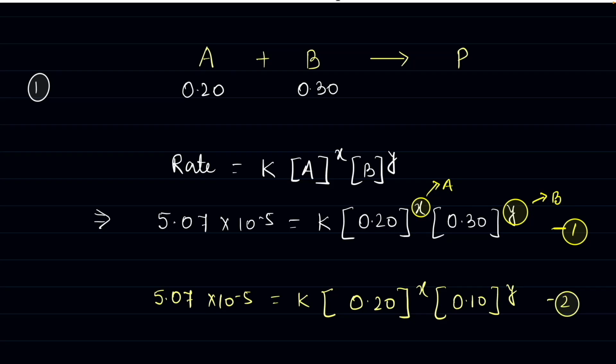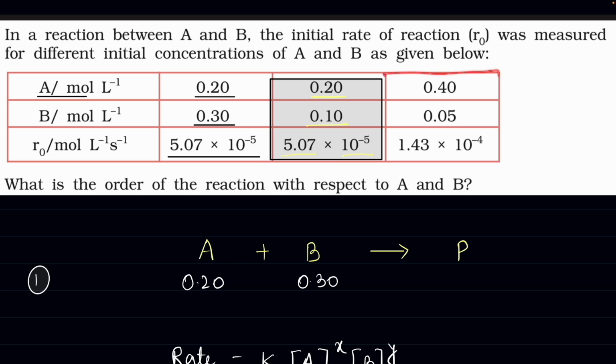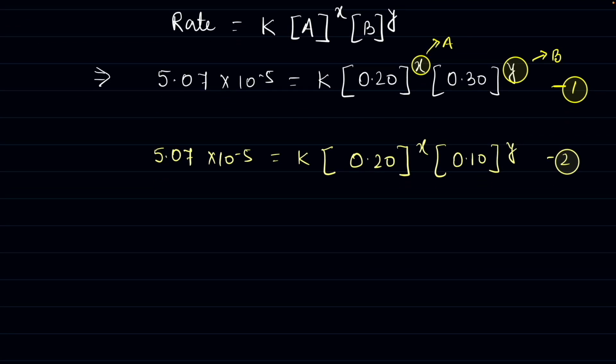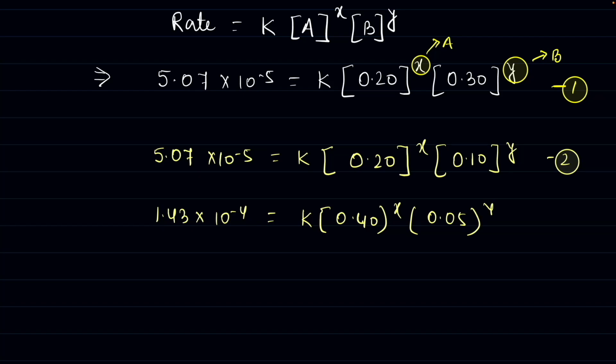Similarly, we can create the third relation with the help of this value. Here A is 0.4 and B is 0.05 and the rate value is 1.43 into 10 to the power minus 4. So based on that, we can write it as 1.43 into 10 to the power minus 4 is equal to K, 0.40 to the power X and 0.05 to the power Y. Now we have all three equations noted down.